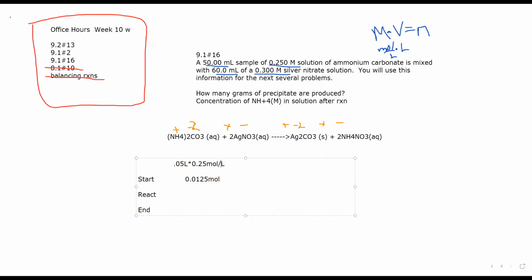I do a similar but different calculation over here for my silver nitrate, which is going to be 0.06 liters times 0.3 moles per liter. And that's going to get me a different number, 0.018 moles. Over on my product side, I'm starting with 0 solid, and I'm starting with 0 ammonium nitrate. Not starting with anything on the product side. A little wiggle there so I can tell the difference. So that's what I'm starting with.